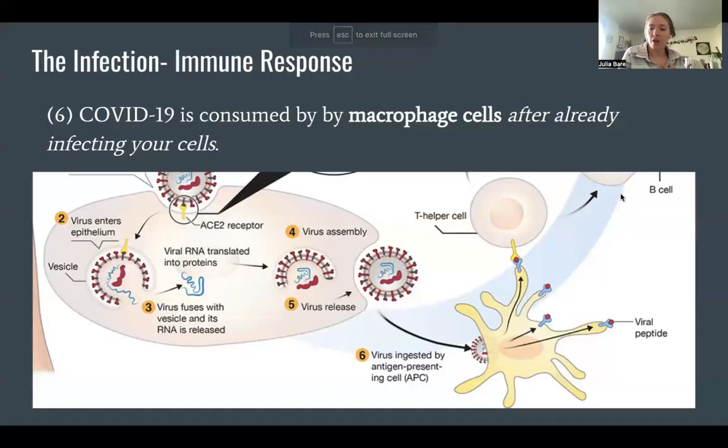Okay. So, how does your immune system respond to getting a COVID-19 infection? Well, once a macrophage recognizes that a COVID-19 molecule is in your cells, it's going to consume that COVID-19 virus and then display the viral antigens on its surface. The problem with this is it usually already happens after the virus has infected your cells. And so you've already got an infection before the macrophage can do anything about it.